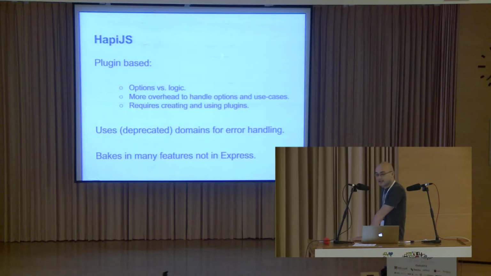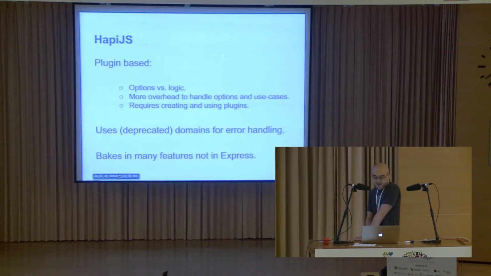And what a lot of people ask me and us, the Koa and Express team, is what's the difference between Hapi, Express, and Koa, and all those other frameworks. So the main difference between Koa, Express, and Hapi is that Hapi is plugin based, where instead of doing any logic, you use a lot of plugins and you just set a lot of options. But the problem with Hapi is that there's more overhead to handle all these options. Basically, the frameworks have to actually support every option you want, which is very difficult. And you have to create and use your own plugins, which will only work within Hapi.